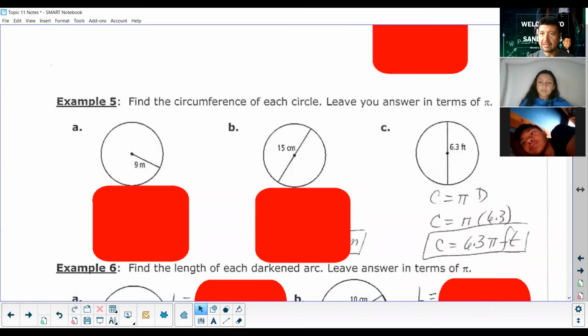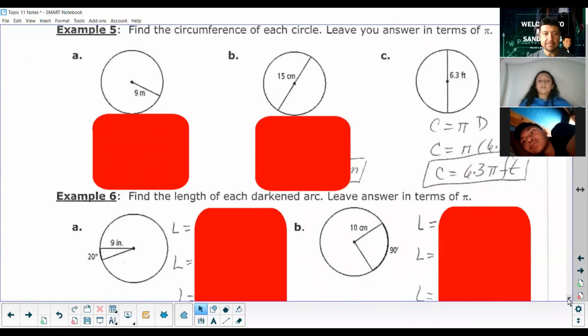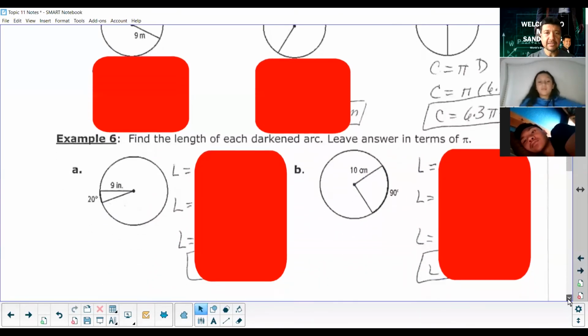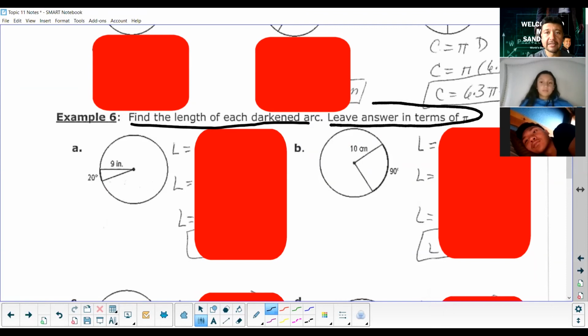All right, now let me go ahead and scroll down. Now our very last example, it's easy to understand, but there is a process involved. Now, the thing they want us to do is this. They want us to find the length of each darkened arc, and leave it in terms of pi.